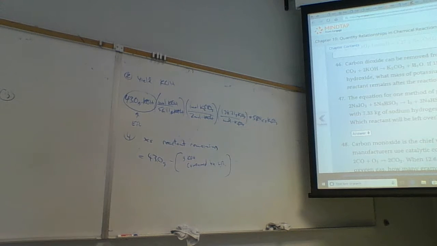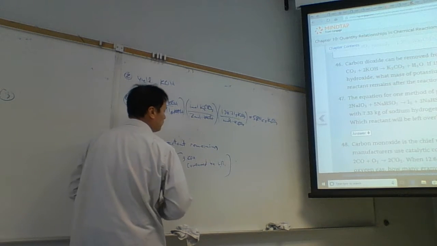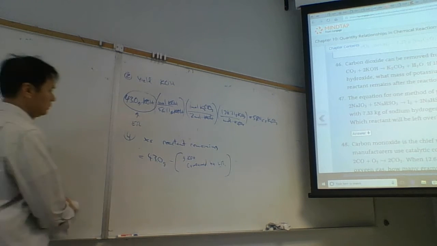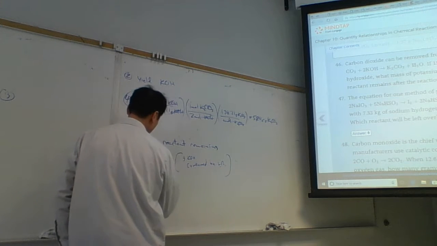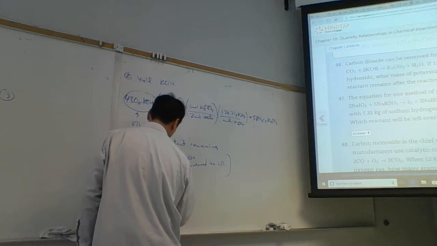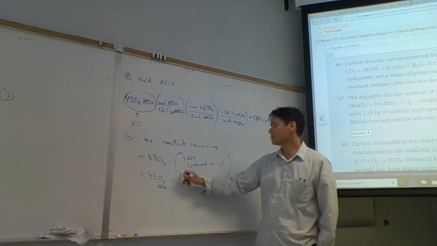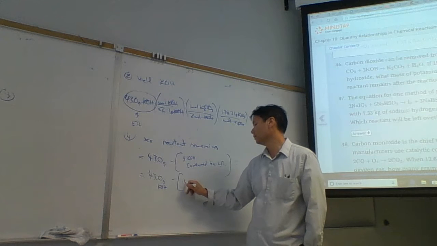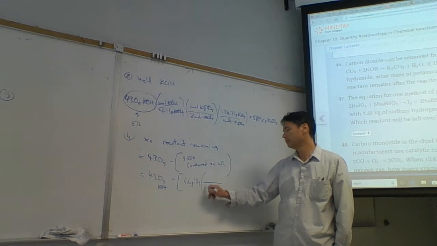You already have it? 39.77. I'll set it up then. 43.0 grams of KOH initial minus the grams of KOH consumed by the LR. We always start off with the limiting reagent. What was the limiting reagent again? 15.6 grams of carbon dioxide. 15.6 grams of CO2, and then we're going to go to moles.